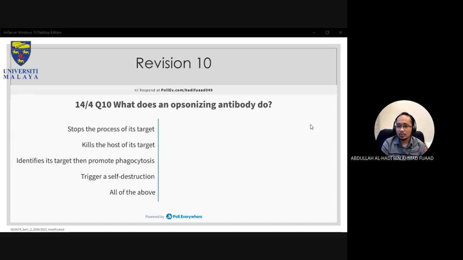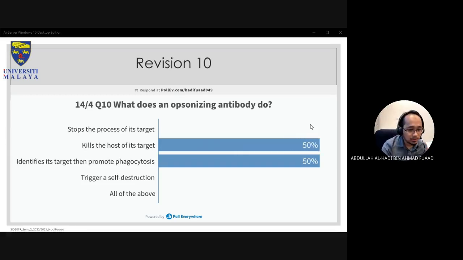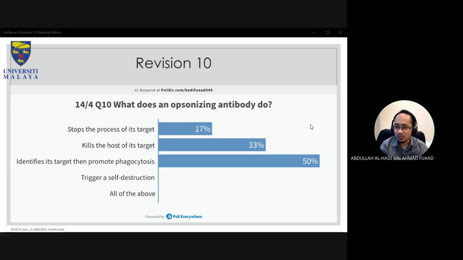Does it stop the process of its target? It kills the host of its target, identify its target, then promote phagocytosis, or trigger a self-destruction, or the fifth one, all of the above. Instead of none, so this time around, it's all of the above. You have 4, 50-50. Fifth response, identify target and then promote phagocytosis. You have a little bit more on stops the process of its target.